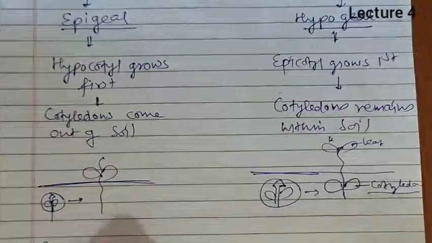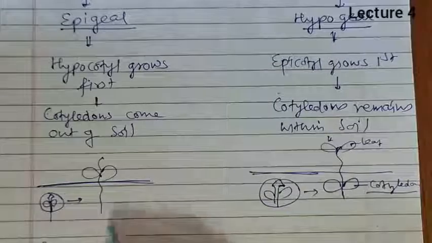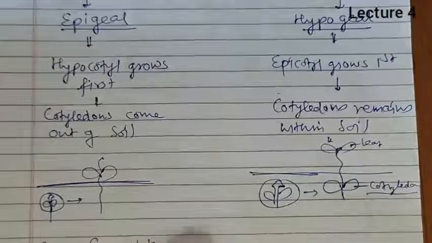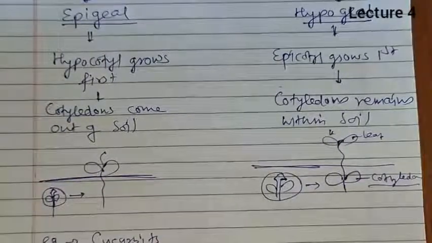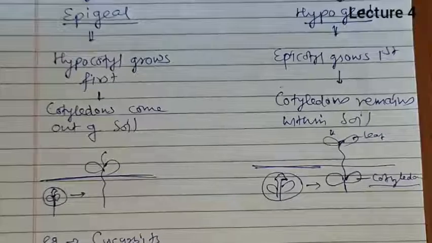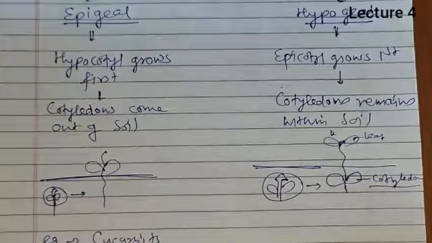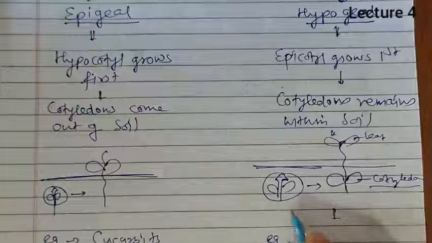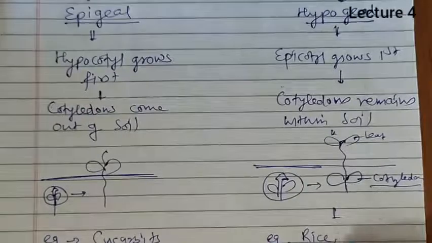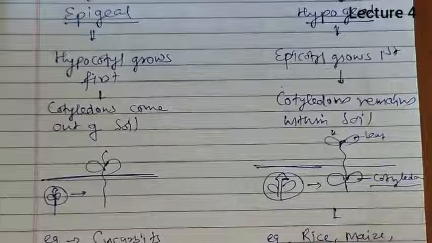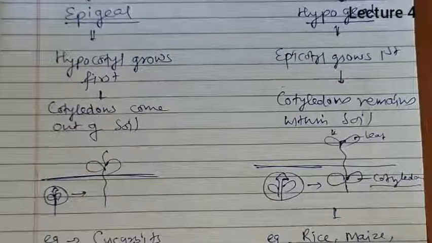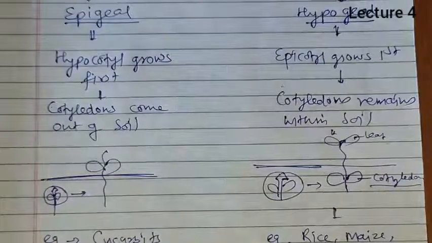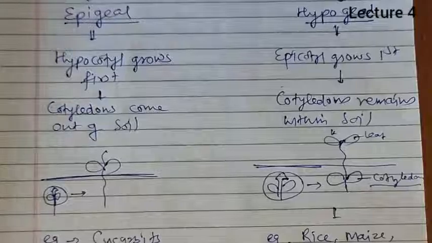This epigeal germination is seen in case of cucurbits, mustard, castor, onion, tamarind, etc. Whereas hypogeal germination is found in case of rice, maize, mango, Fabaceae, etc. So these are the different types of epigeal and hypogeal germination.